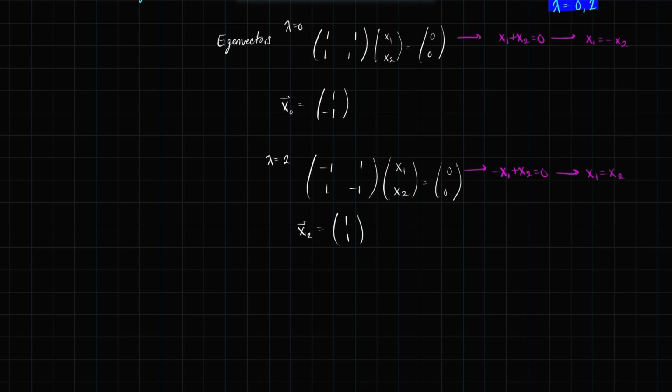Therefore, I can diagonalize this matrix as my two eigenvectors, 1, negative 1, and 1, 1, against the diagonal matrix 0, 0, 0, 2, and then the inverse of my matrix on the left, which will be 1 divided by its determinant. The determinant is 1 minus negative 1, also known as 2. So I have a 1/2 here. Then I have 1, negative 1, 1, 1.